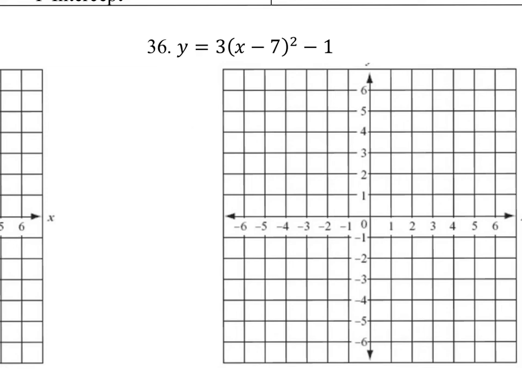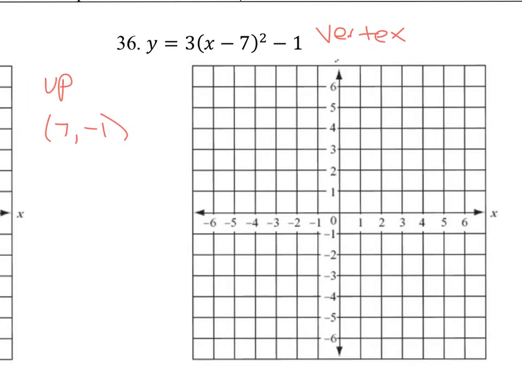The next one is in vertex form. So it opens up, and my vertex is 7, -1. So 7, -1. And I have a vertical stretch of 3. So over 1, up 3. Over 1, up 3. And I'm going to just connect my dots.